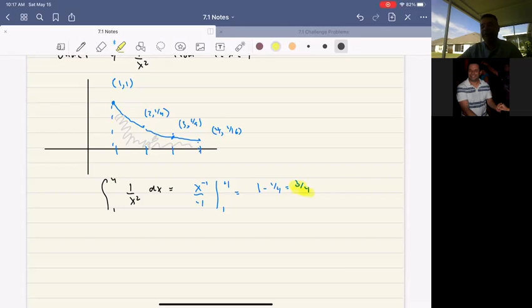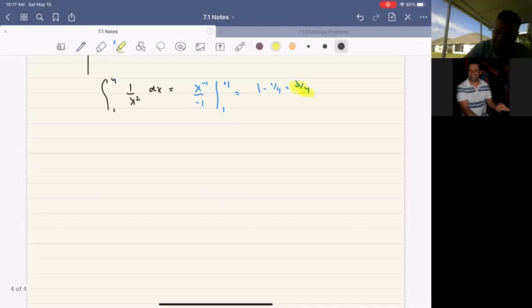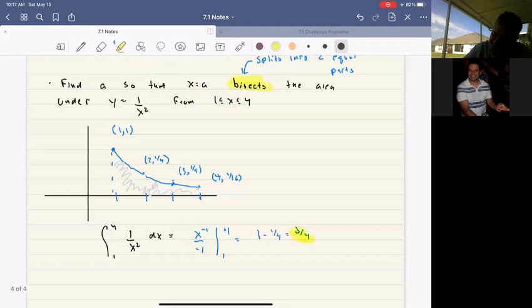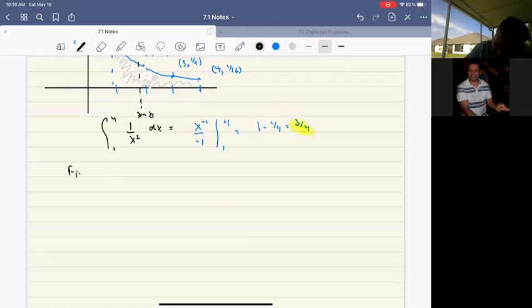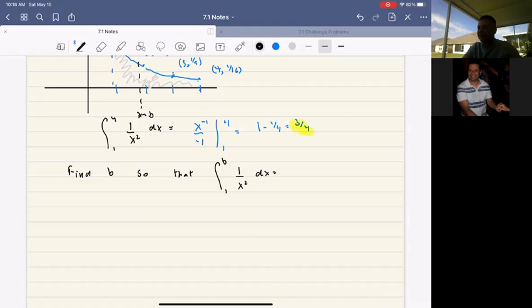Okay, we want to split it in two. So we want to find x equals b. So we're going to cut it somewhere. I have a feeling it's going to be more there. Okay, so that the integral from 1 to b, 1 over x squared dx equals half of 3/4, which is 3/8.